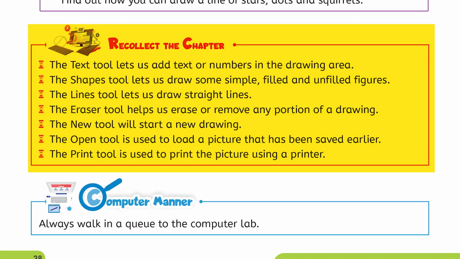The text tool lets you add text or numbers in the drawing area. The shapes tool lets us draw some simple filled and unfilled figures. The lines tool lets us draw straight lines. The eraser tool helps us erase or remove any portion of a drawing. The new tool will start a new drawing. The open tool is used to load a picture that has been saved earlier. The print tool is used to print the picture using a printer.